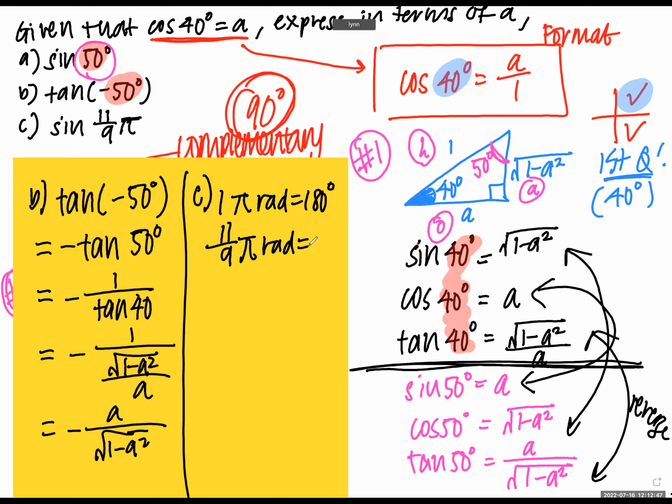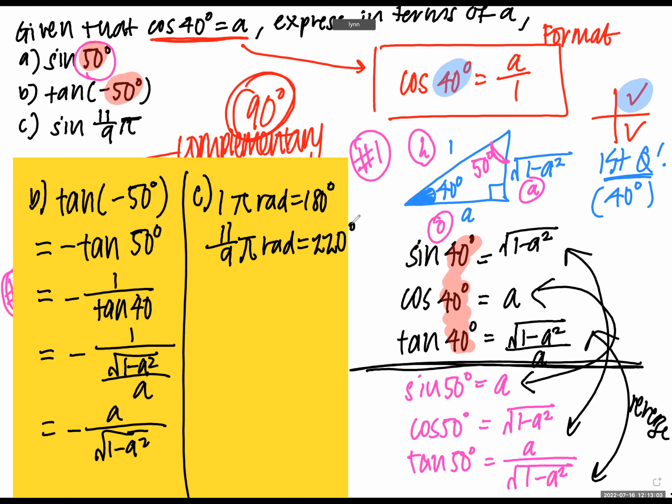180 divided by pi. Do you want the 3 SF or 5 SF? What do you have, SF1? 220. Yes, 220.